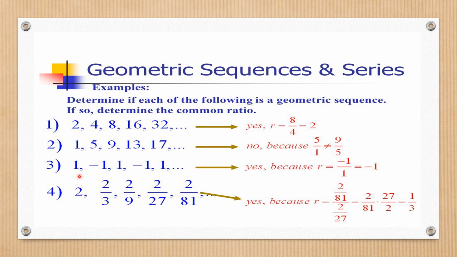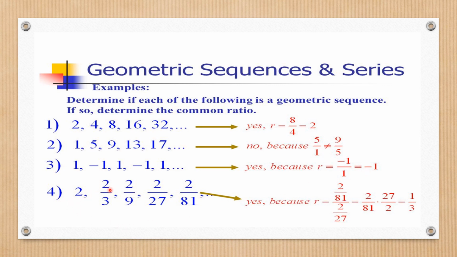For this one, see 1, minus 1, 1, minus 1, 1 and so on. Now see from here, minus 1. If I multiply 1 with minus 1, it will be minus 1. Then again I multiply it with minus 1, then it will be plus 1. Again it will be multiplied with minus 1, it will be minus 1. So see from here, it is minus 1 upon 1. So it is a GP as it is multiplied with a fixed number.